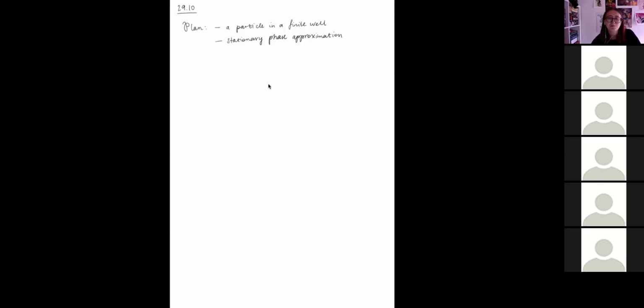Hi everyone, welcome to the exercise class. Today I'll be covering the content of the exercise sheet for this week, which is two things. The first thing is I'll be talking about the particle in a finite well and how the wave functions of this particle look like and what are the energy eigenvalues of such a particle.